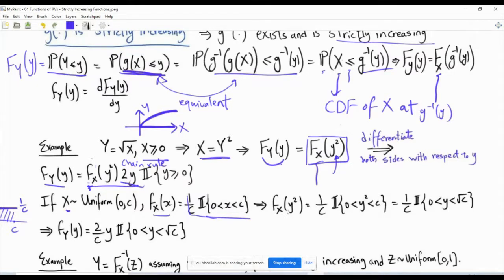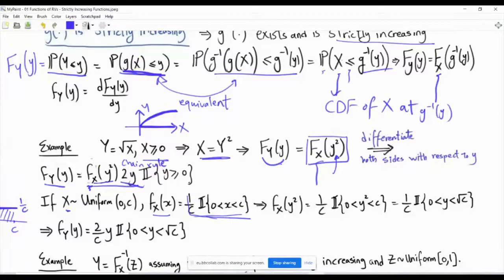So basically f of x at y squared, this term that we have here, you go to the PDF of x and replace x. Where is x here? It's not outside, because the function is piecewise constant, right?